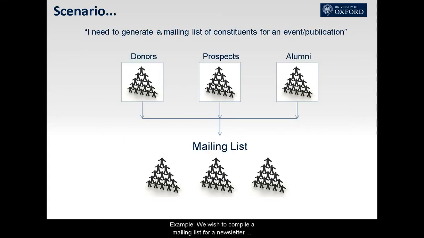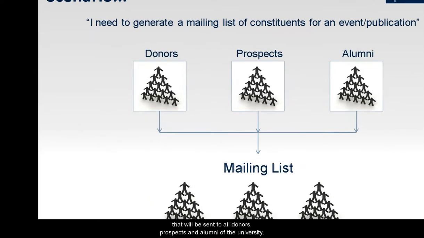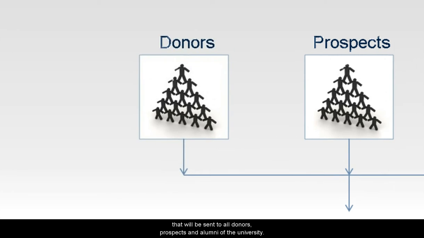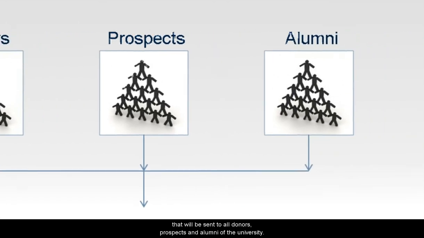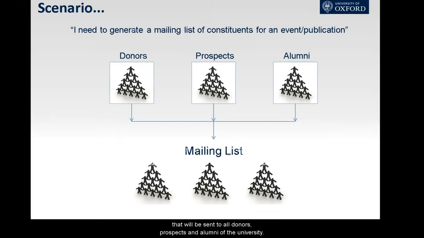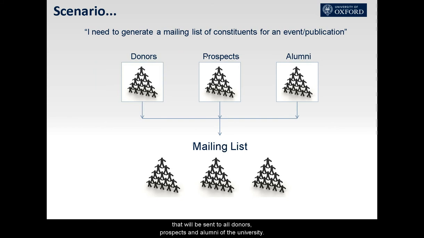So in today's scenario, I need to generate a mailing list of constituents. Now this could be for an event that I'm arranging or a publication I'm hoping to send out. I have 3 different groups of people that I would like to include on my list. I would like to include donors, prospects, and alumni. Now these 3 groups of people together will form my mailing list.